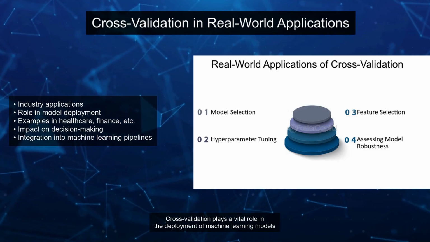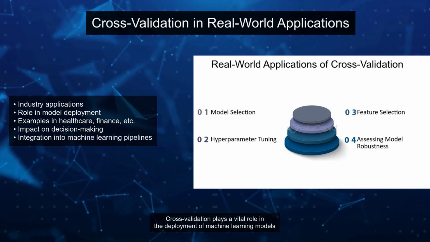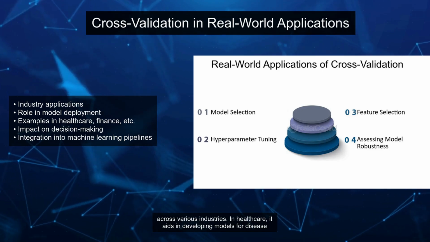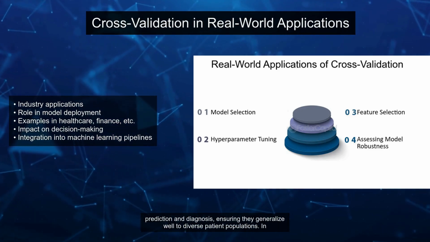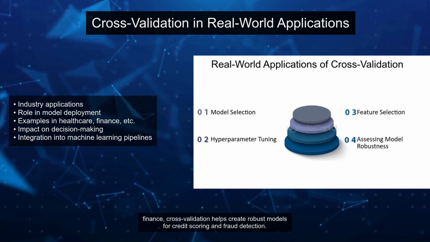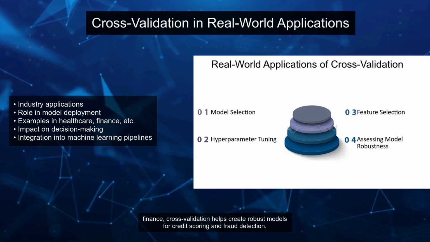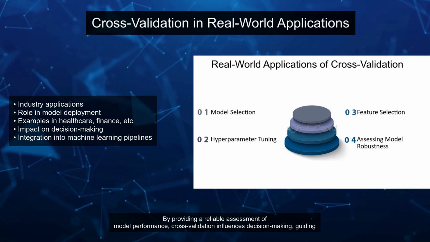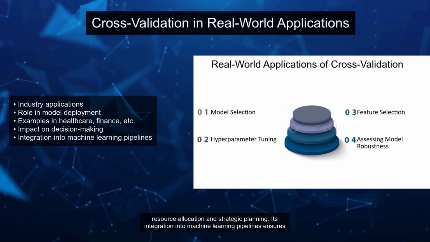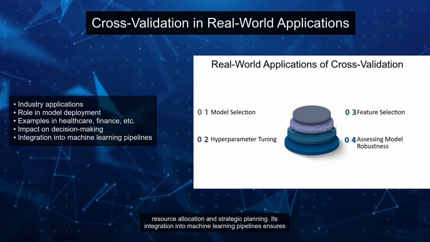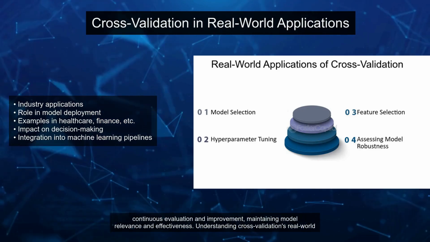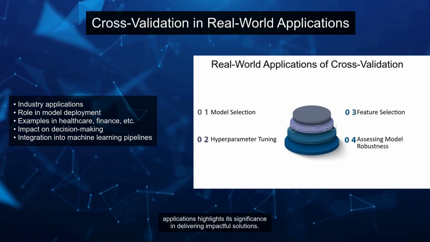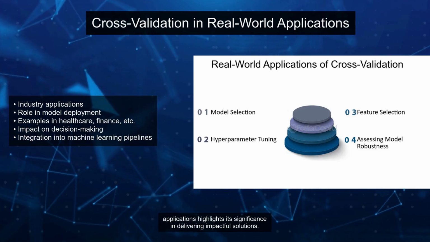Cross-validation plays a vital role in the deployment of machine learning models across various industries. In healthcare, it aids in developing models for disease prediction and diagnosis, ensuring they generalize well to diverse patient populations. In finance, cross-validation helps create robust models for credit scoring and fraud detection. By providing a reliable assessment of model performance, cross-validation influences decision-making, guiding resource allocation, and strategic planning. Its integration into machine learning pipelines ensures continuous evaluation and improvement, maintaining model relevance and effectiveness. Understanding cross-validation's real-world applications highlights its significance in delivering impactful solutions.